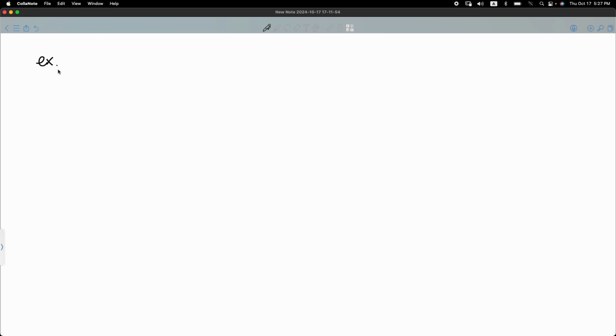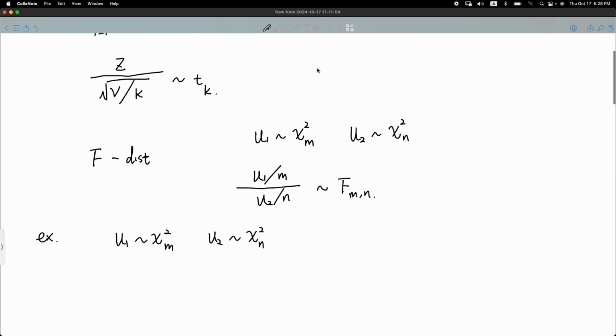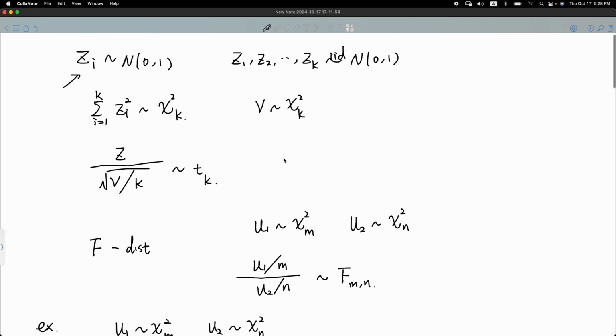Okay, so let me write down again: U1 follows a chi-square with degrees of freedom m, and U2 follows a chi-square with degrees of freedom n. Another important thing I think I left out is that when you construct the t distribution, Z has to be independent of the chi-square. And U1 has to be independent of U2 when you take the ratio. Also here you have the IID condition. All these things must be independent for the ratio Z over V, or U1 over U2, to construct the corresponding t distribution and F distribution. If they are not independent, then they do not follow the t, or the F, anymore.